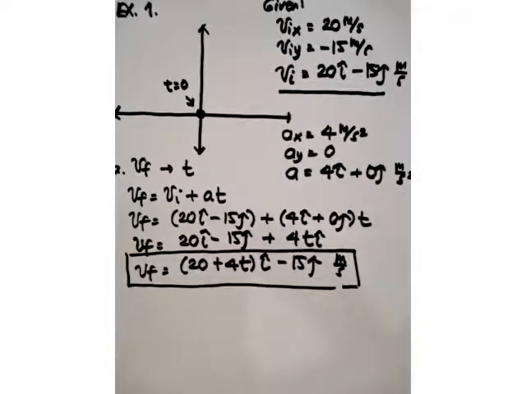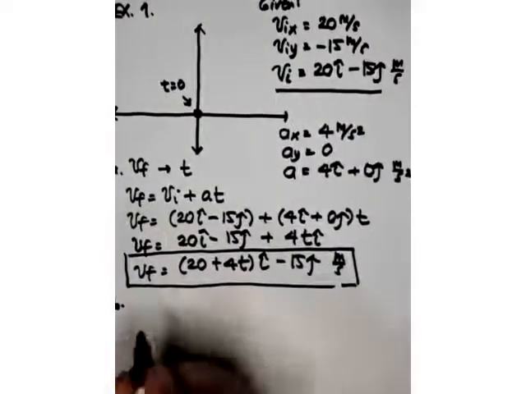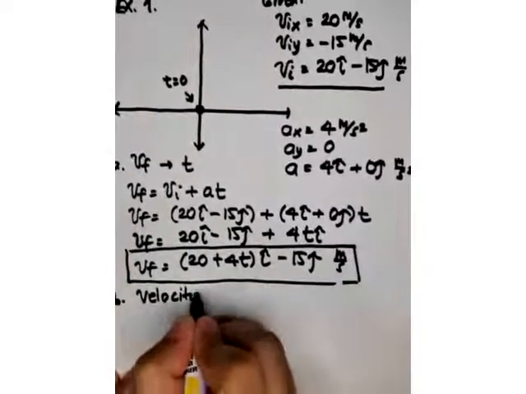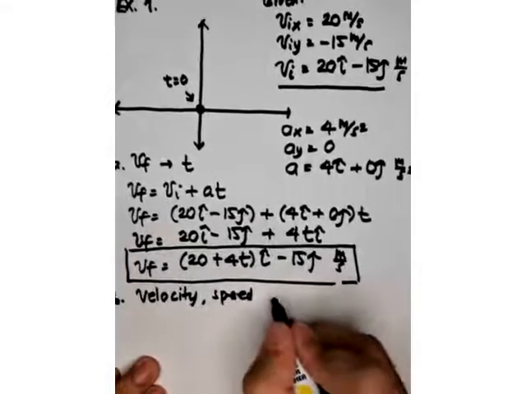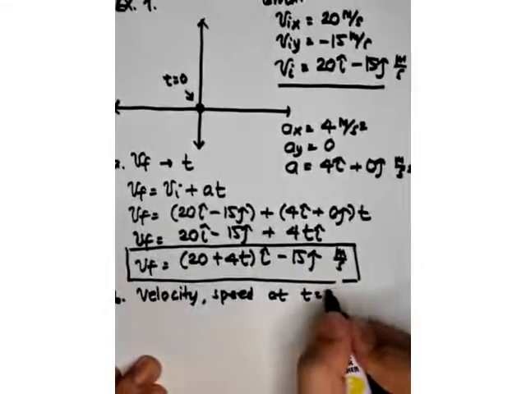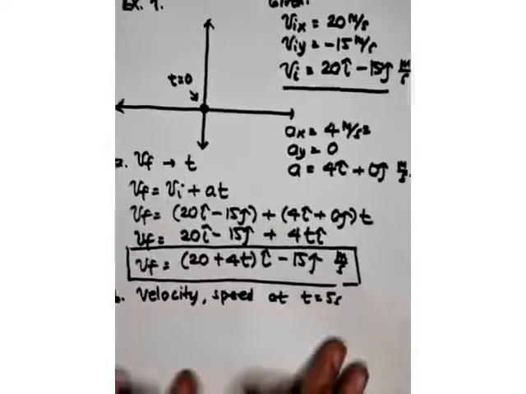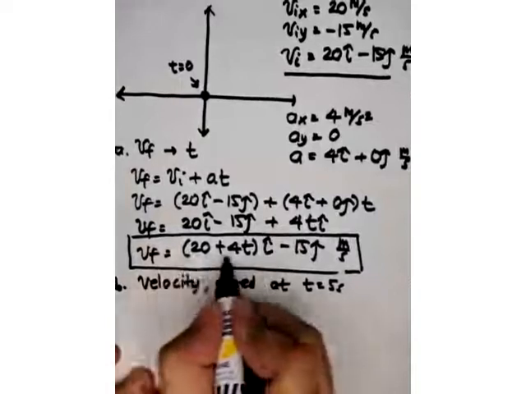Okay. Let's proceed to B. Okay, class. So ito yung hahanapin. Calculate the velocity and speed at t is equal to 5 seconds. So yun muna yung solve natin. Okay, given tayo ng t, so we need to find the velocity. So we'll be using this formula.